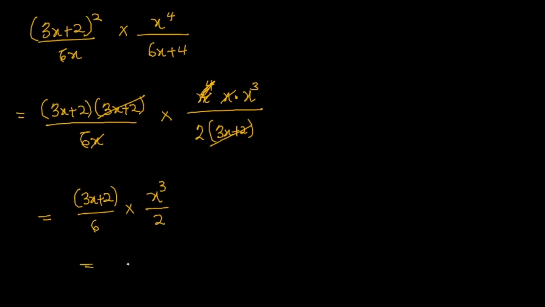So my final answer will now be x cubed multiplied by (3x plus 2), all on 6 multiplied by 2, which will give me 12. So this becomes my answer for the last expression.